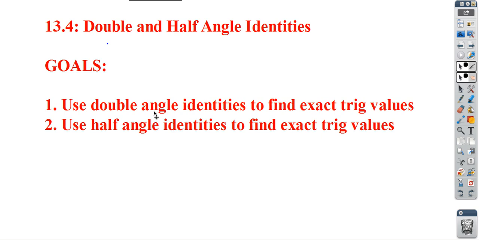Alright, section 13.4 is on two new types of identities. One is called a double angle identity, and the other type of identity is called a half angle identity. So the main goal for this section is just to learn how to use those, what they mean, and how to apply them to find exact trig values. So we'll show you those identities and then do a couple problems with those.